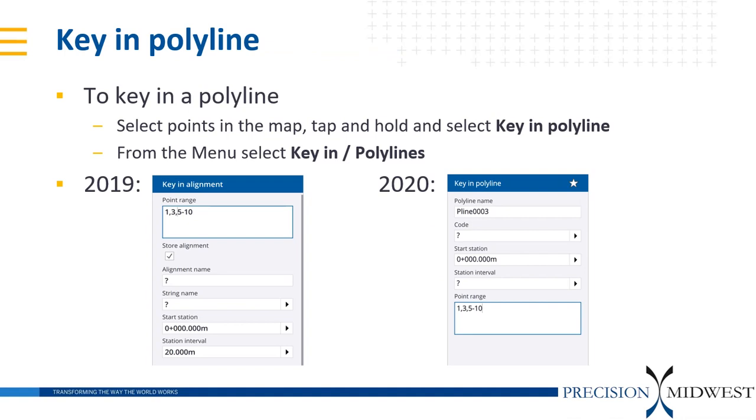So select the points on the map. You can tap and hold and select the key in polyline now. From the menu, select key in polylines. So before you had your point range, 1, 3, for instance, we use 1, 3, 5 through 10, and stores an alignment. You can store the alignment name, string name, and what have you. Here, you're just naming it as a polyline. You could give it a code if you wanted to, a start station, station interval. Like I say, it's virtually the same thing.